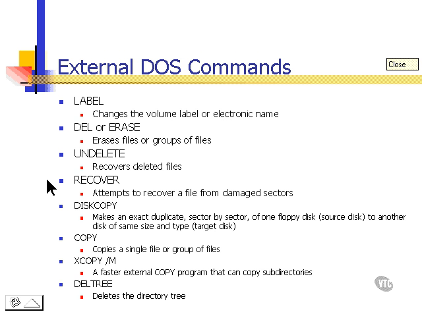Recover, which attempts to recover a file with damaged sectors. Diskcopy, which makes an exact duplicate sector by sector of a floppy disk. Copy, which copies a single file or a group of files. Xcopy, which is a faster external copy program that can copy the subdirectories of files as well. In other words, it can dig down into the hierarchy. And then finally, deltree, which deletes an entire directory hierarchy.